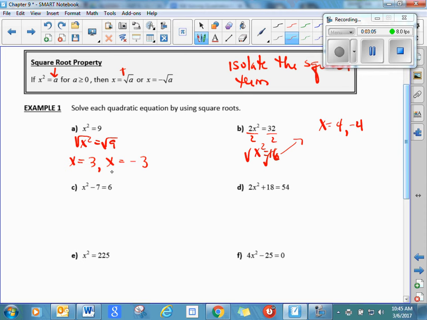Moving on. C, again, we need to add 7 to both sides to get the x squared alone, and we get x squared is equal to 13. Take the square root of both sides, and we get x is equal to positive the square root of 13, and x is equal to negative the square root of 13. Because 13 is not a perfect square, you don't have to hop on your calculator and figure out what the square root of 13 is. You can just leave your answer in this radical form for now.